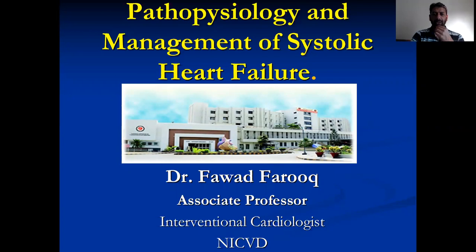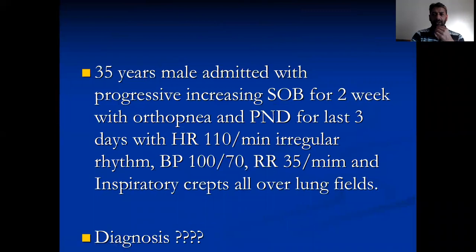Now, let's start with it. A 35-year-old male admitted with progressively increasing shortness of breath for 2 weeks, orthopnea, PND for the last 3 days, with heart rate of 110 to 130, here it's written 110, irregular rhythm, blood pressure 100 by 70, respiratory rate 35 per minute, and inspiratory crepts all over the lung field.